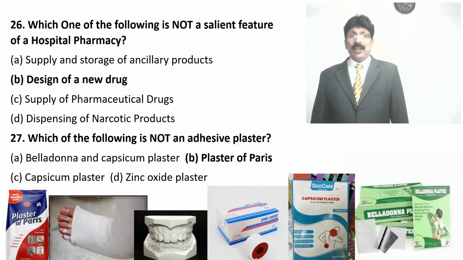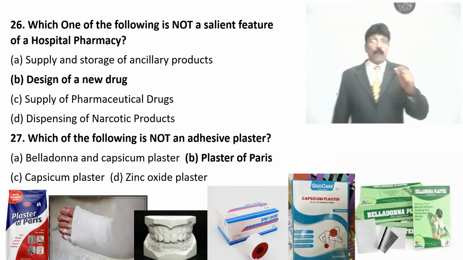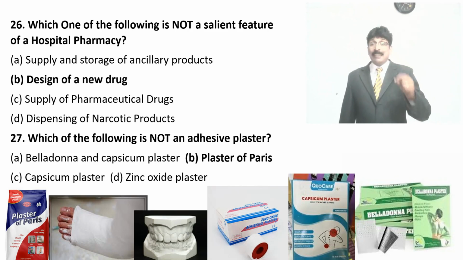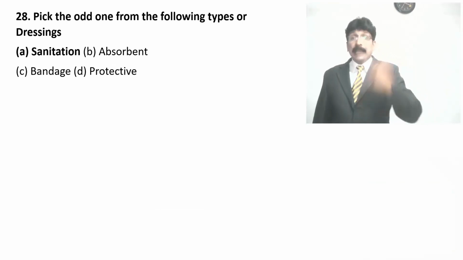So now the students have an idea about the application of Plaster of Paris, Belladonna plasters, Capsicum plasters, and zinc oxide plasters. This knowledge is needed for any other options of questions also.